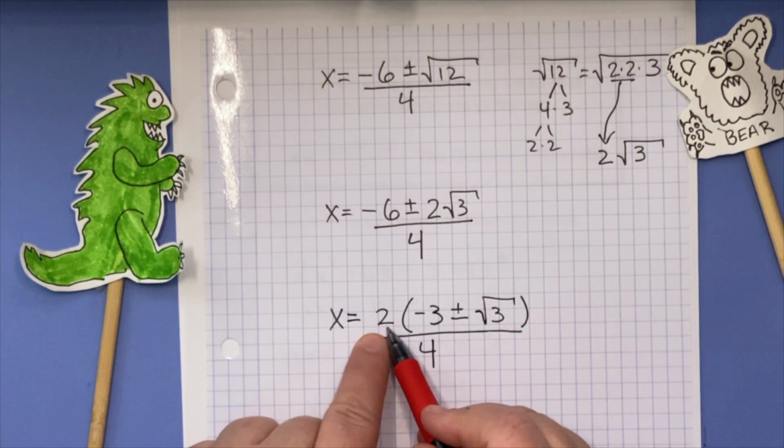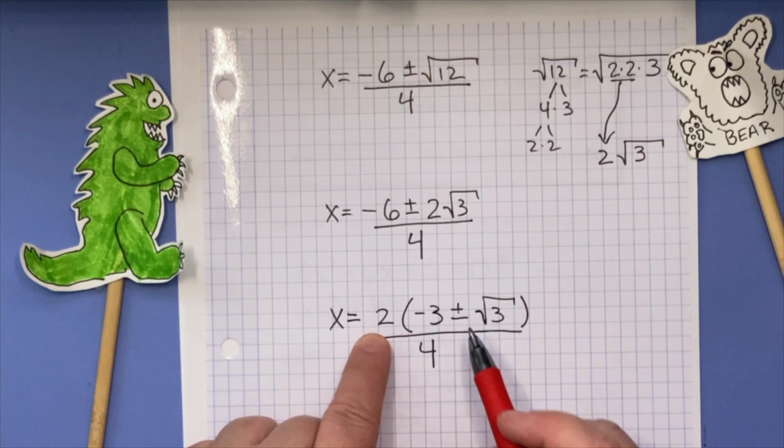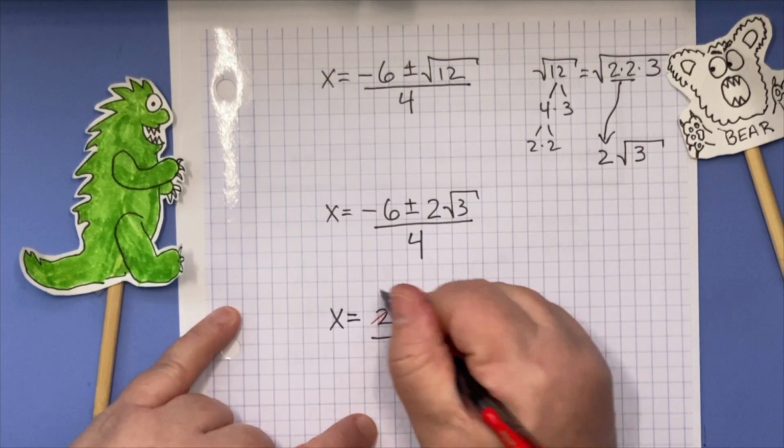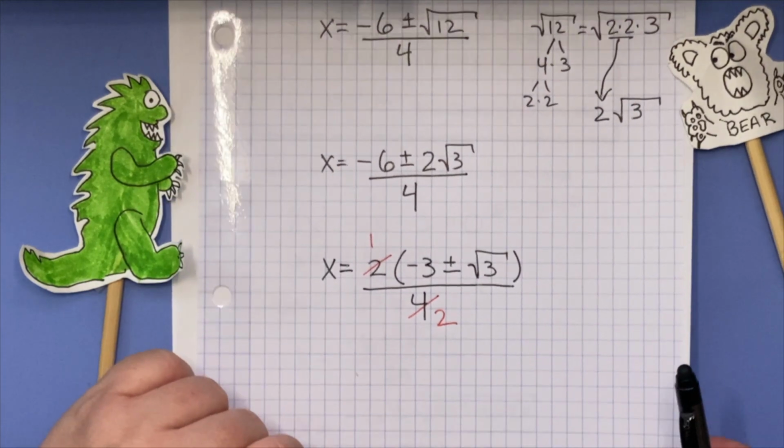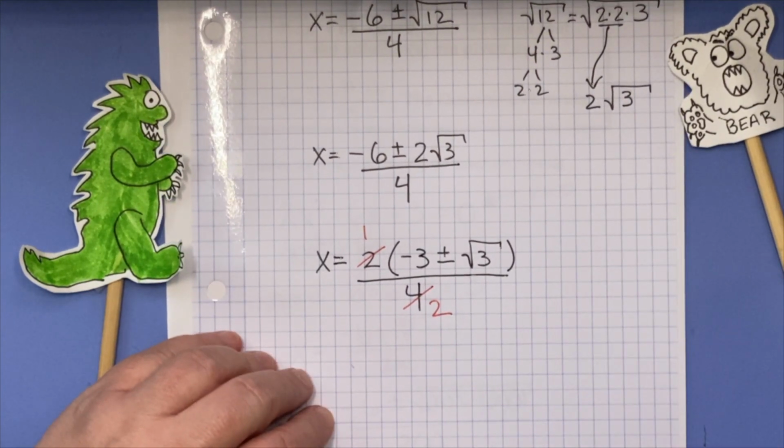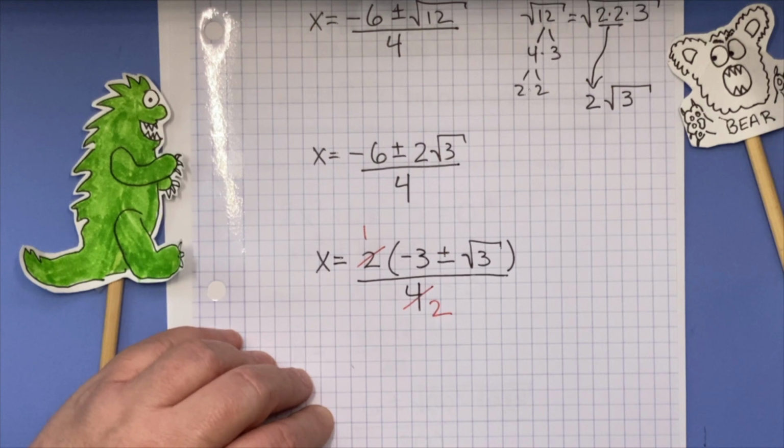I've got the 2 that came out of both. So when I cancel, I will be canceling from both. And now I can cancel the 2 with the 4. And granted, this is a lot. So, I'm not suggesting this is easy peasy. I'm telling you this is a little bit easier than completing the square.